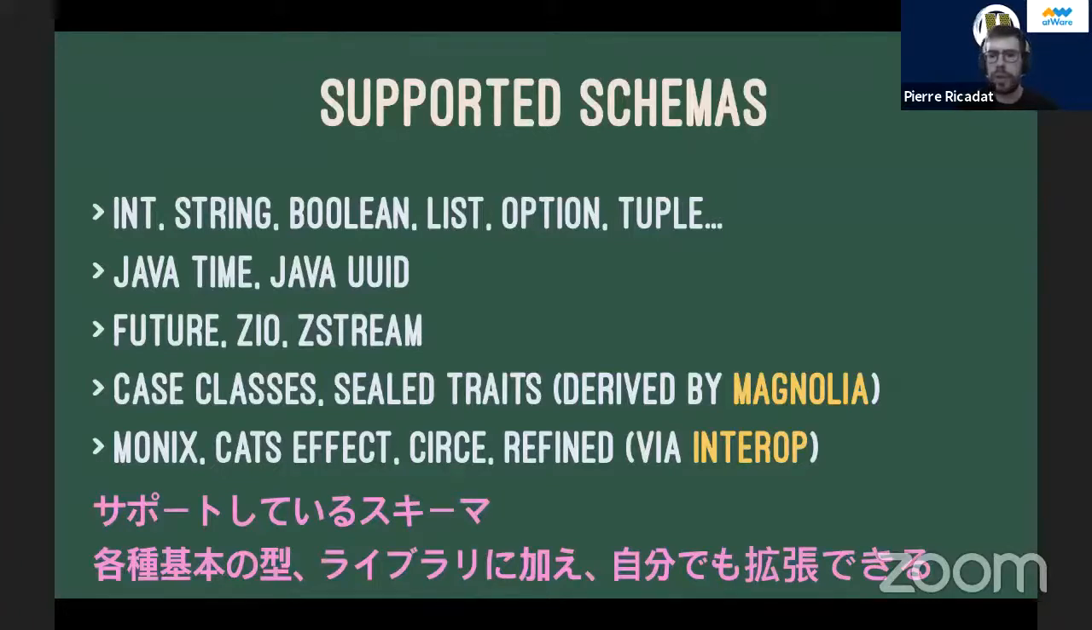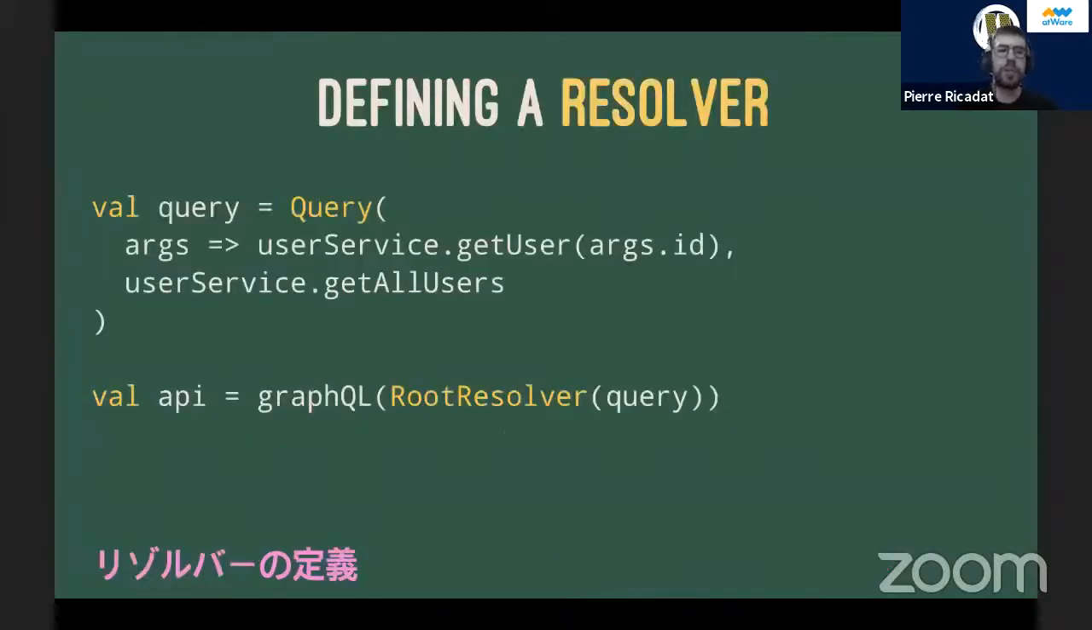Okay, so let's see concretely how to use it. So we have our case class query that I showed before. Now, how to expose an API for that query? Well, first we need to give the implementation of those functions, right? There is a get user and get users, but what to do if the user requests those?